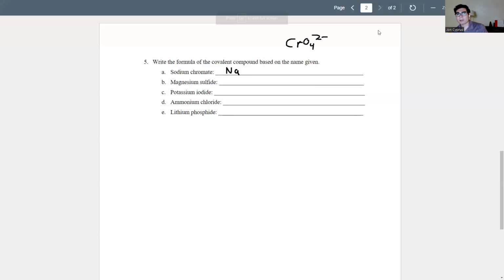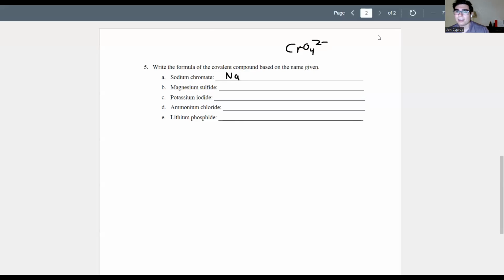So sodium chromate is, right, we have sodium at a +1. We have chromate at a 2 minus. So this has to be Na2CrO4. I need 2 sodiums to balance out with the 2 minus on the chromate. I think on the answer key it says Cr2O7, that is dichromate. So this is just normal chromate.